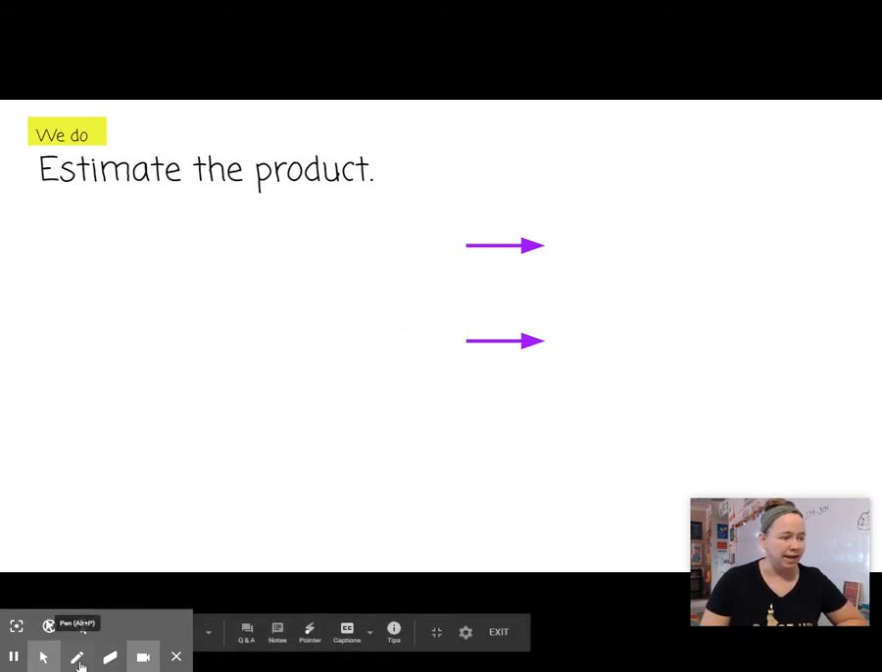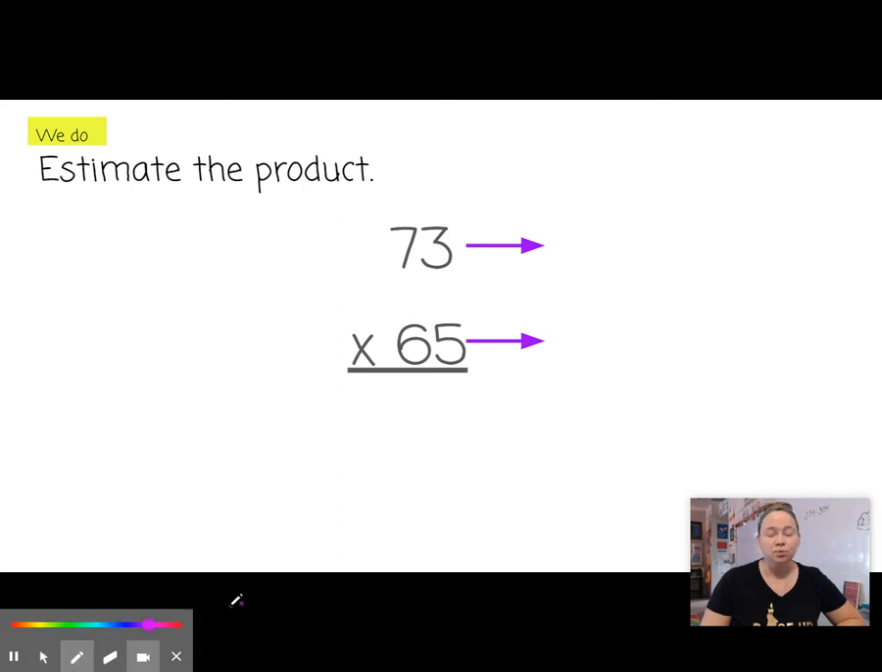All right. This is a we do. So take out your whiteboard. Let's do one together. So on your whiteboard, go ahead and write 73 times 65. 73 times 65. Go ahead and write that down. Now, first we're going to round that 73. So 73 is going to round to 70 or 80. Yeah, it's closer to 70. So we're going to round that to 70.